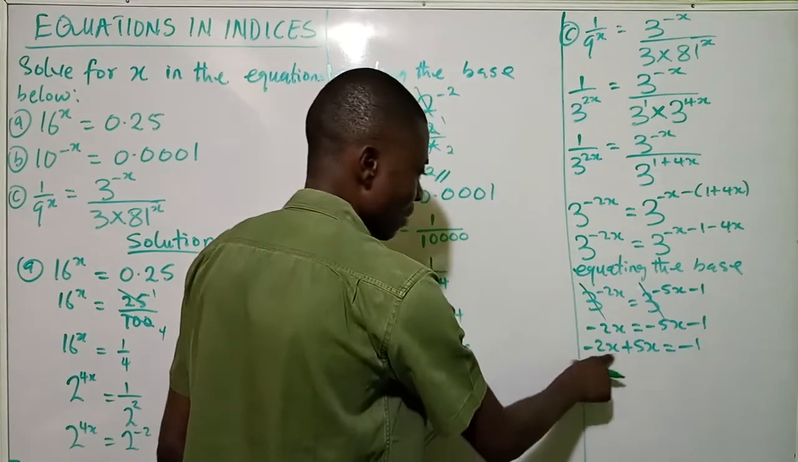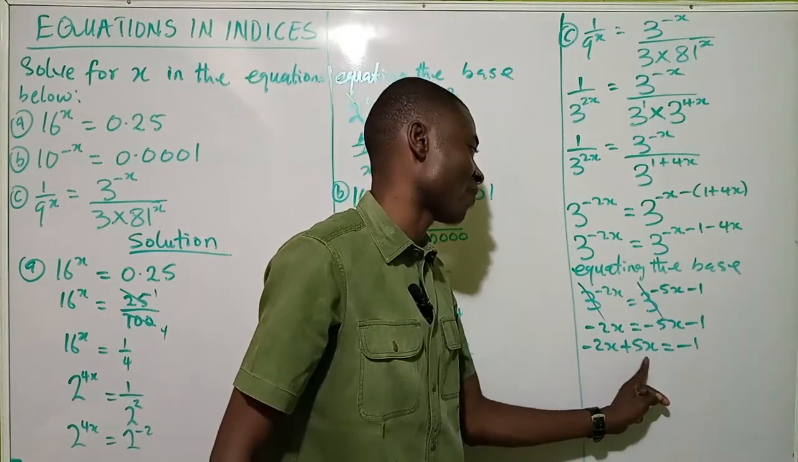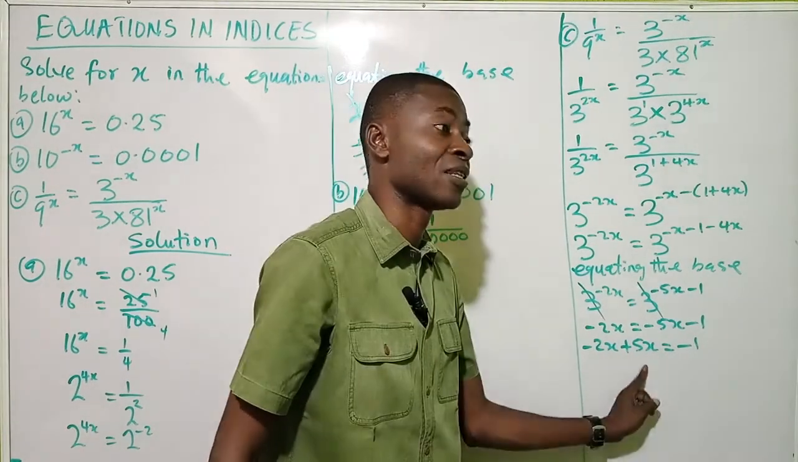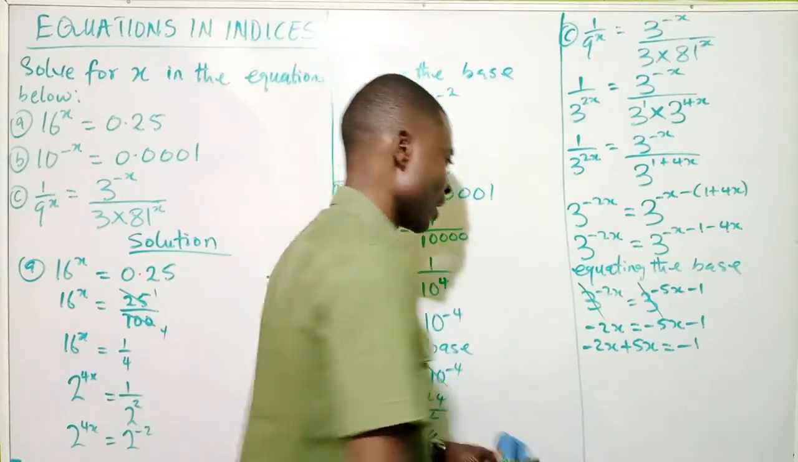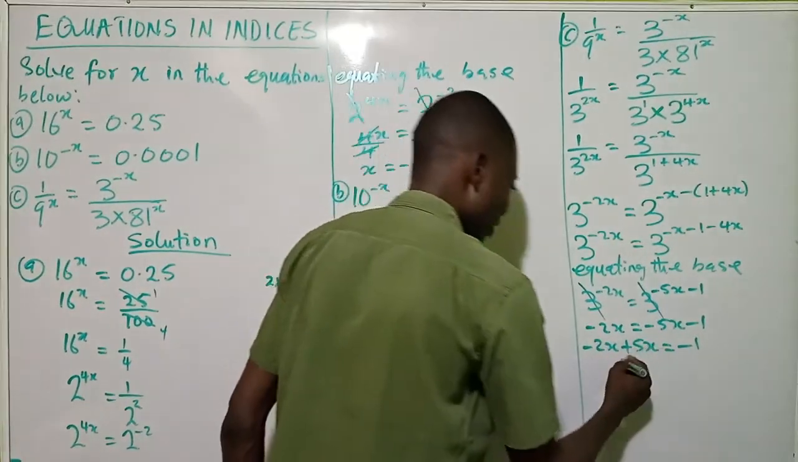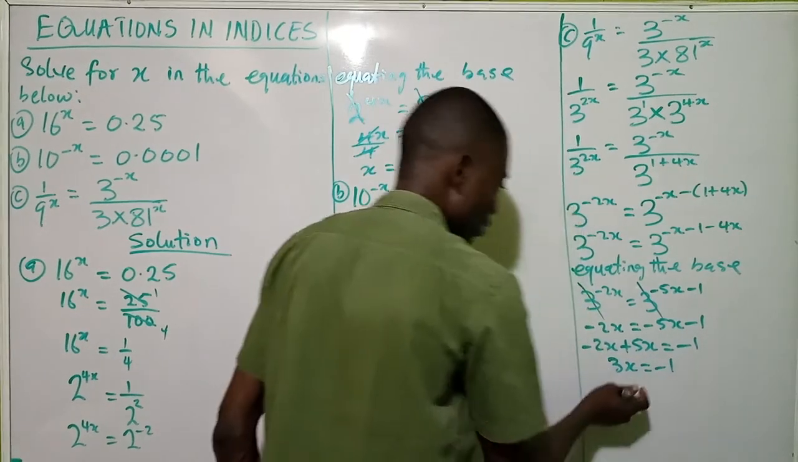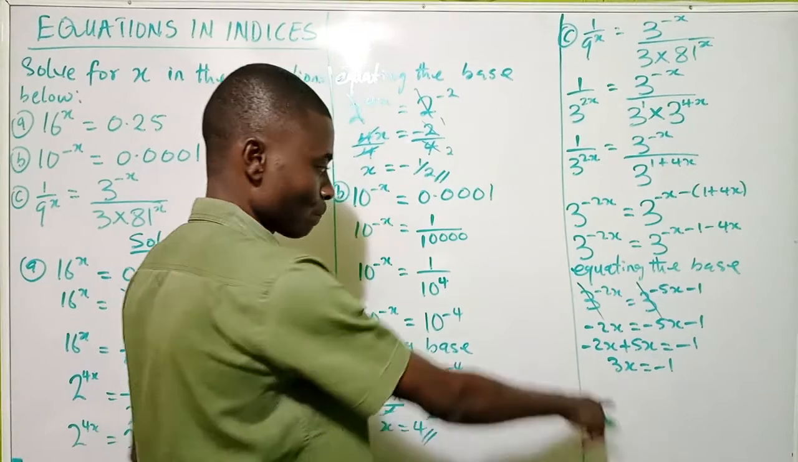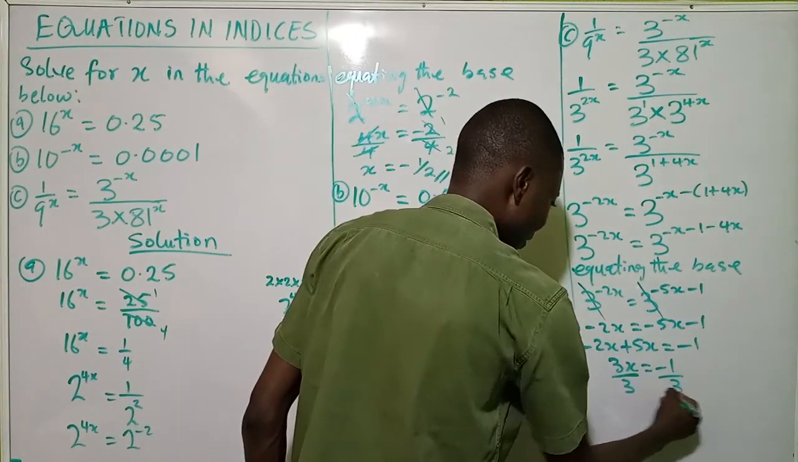Minus 2x plus 5x: you are owing somebody 2x and you have 5x. So when you give the person the 2x, you will still be left with what? With 3x. So minus 2x plus 5x is 3x equals what? Minus 1. What will you do here to get the value of x now? We divide both sides by 3.